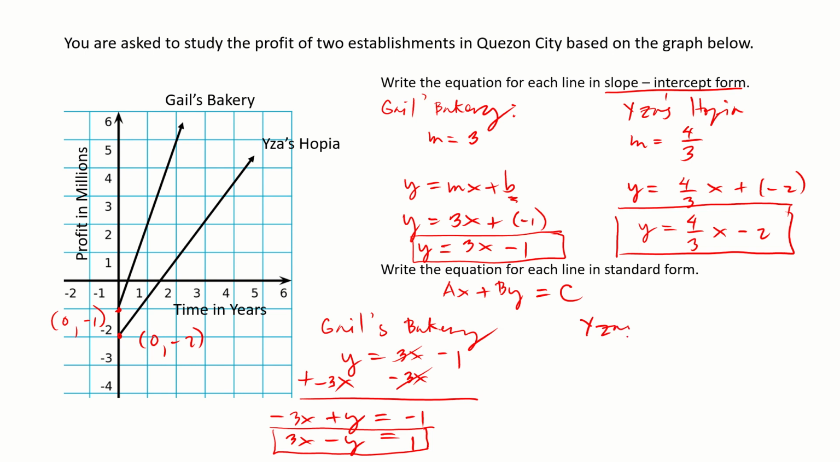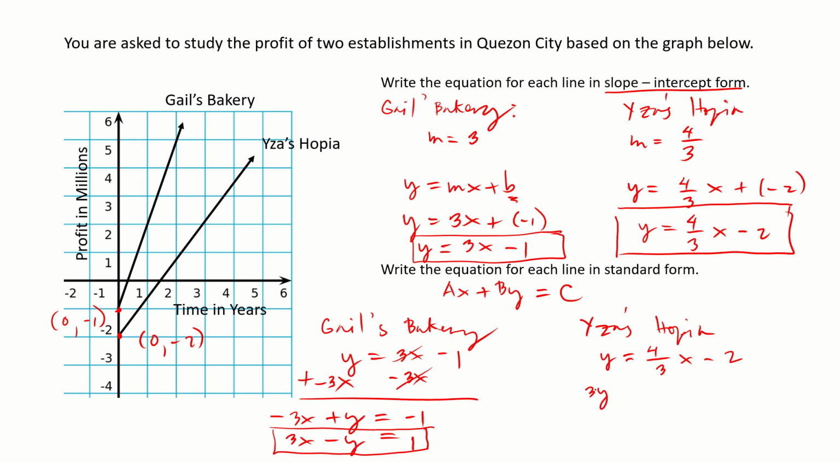And for Isa's Hopia, the equation is currently y is equal to 4/3 x minus 2. The first thing that we need to do is to make sure that the coefficients would just be integers. Looking at the coefficient of x, that's 4/3, there's a denominator 3 here. And to get rid of that, you just have to multiply 3 in both sides.